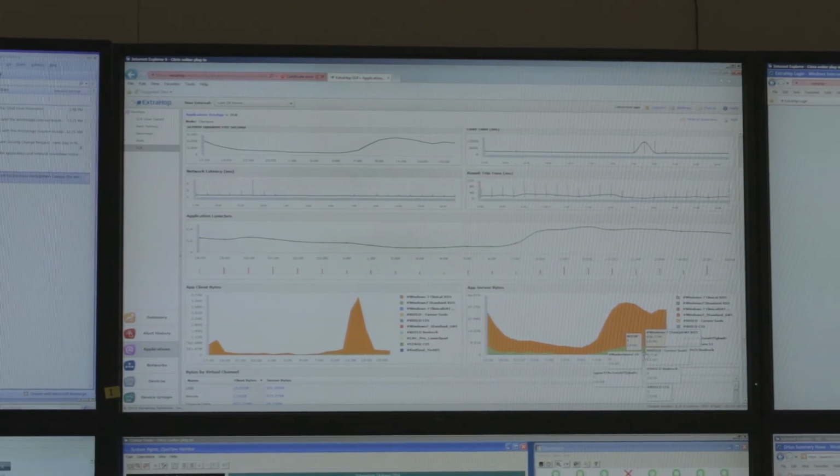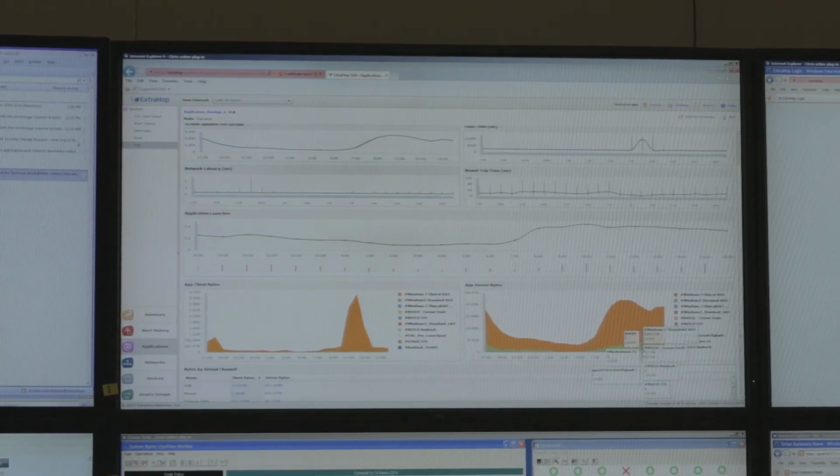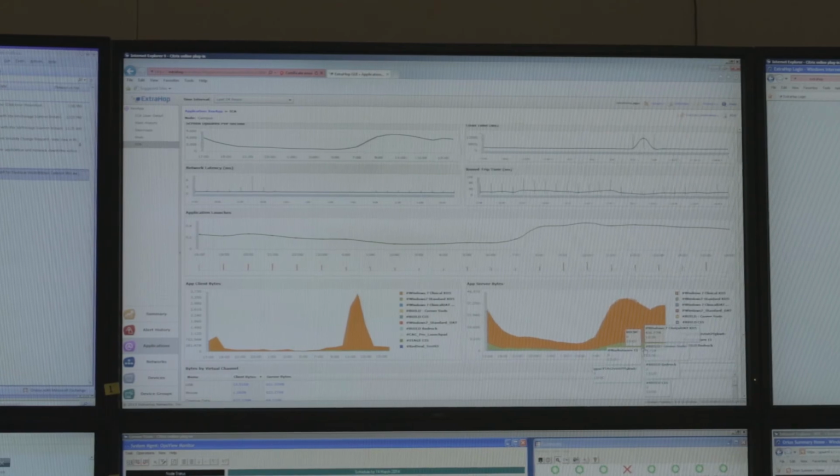We can take tools like ExtraHop and we can follow those communications from the point of even provisioning the VDI all the way through to logging into Cerner. And of course that gives us a pretty good understanding of how that all flows.